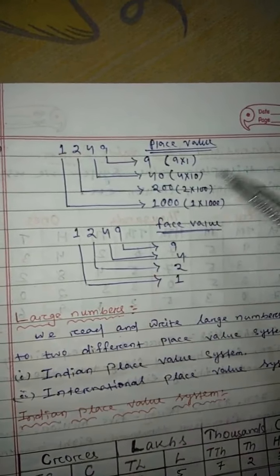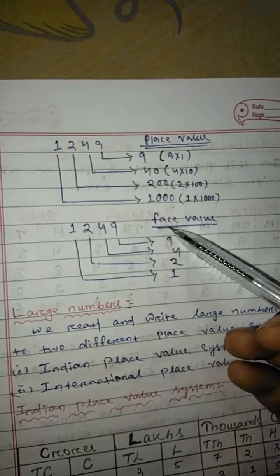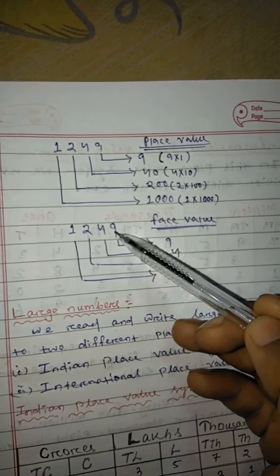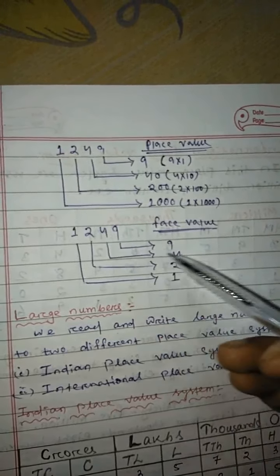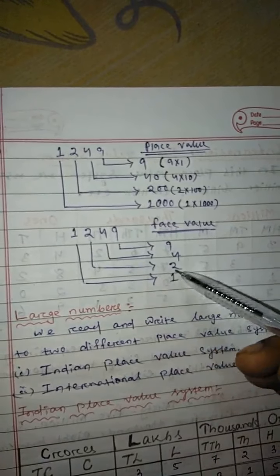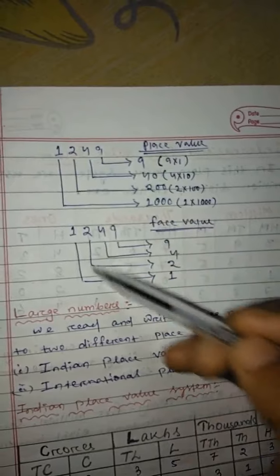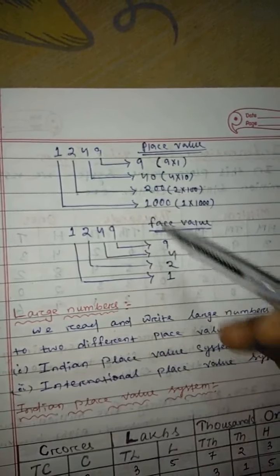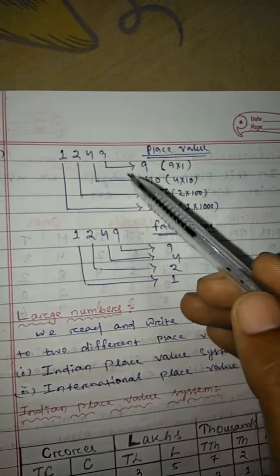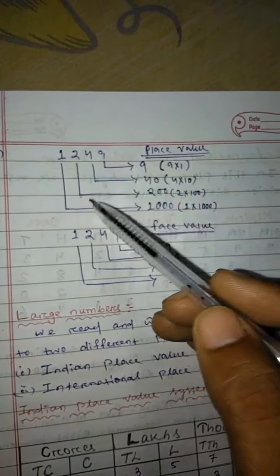But if we consider the face value, the face value of 9 is 9, the face value of 4 is 4, the face value of 2 is 2, and the face value of 1 is 1. So the face value always remains the same, but the place value always depends upon the place that the digit occupies.